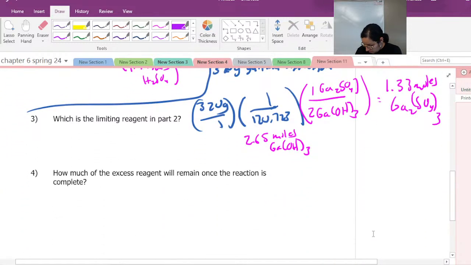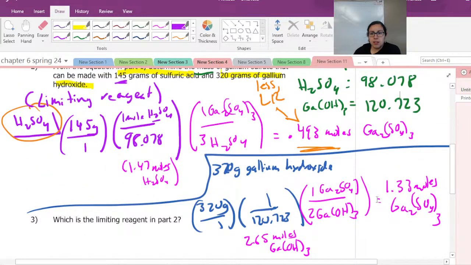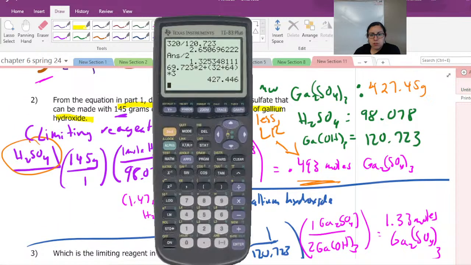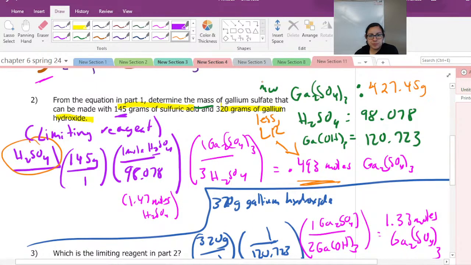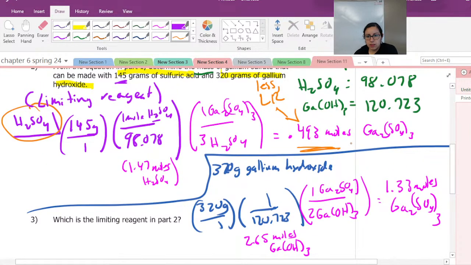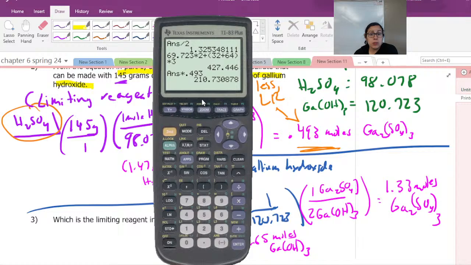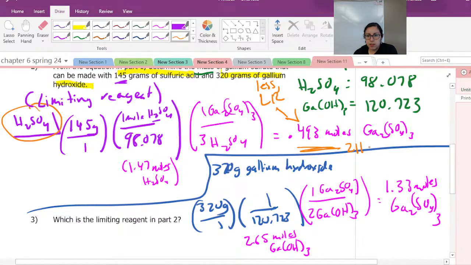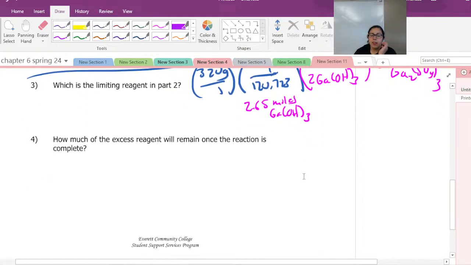All right, let's finish this up so y'all can take your quiz. So then we can convert this to grams, right? So we can take our molecular weight, multiply it by our moles. So now that gives us grams of gallium sulfate. So 211 grams roughly of gallium sulfate. And so see if you can try this last one out.